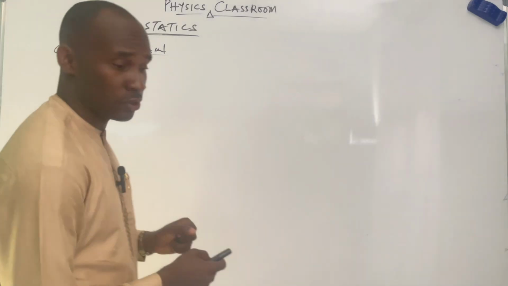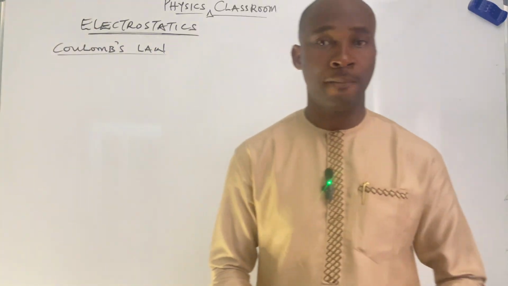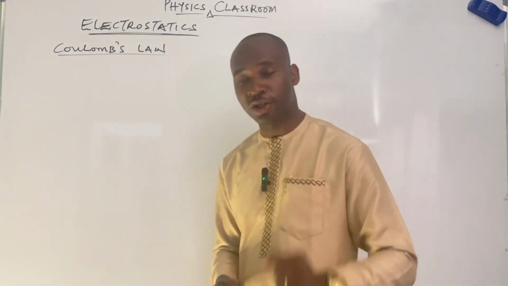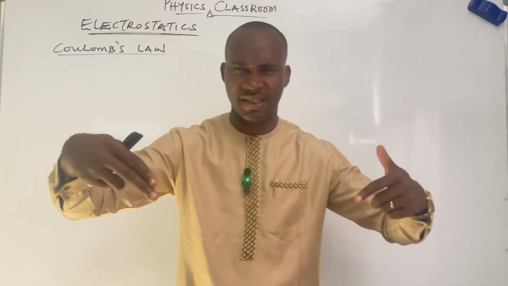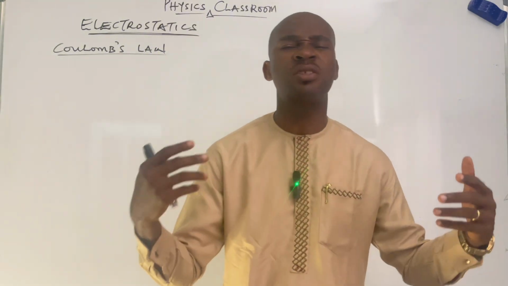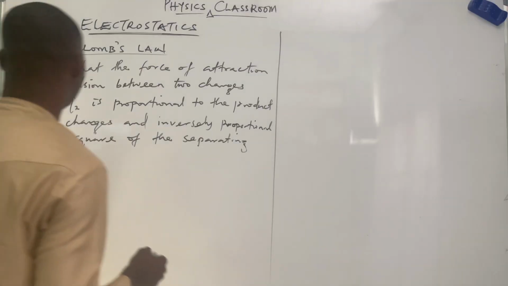Let's consider Coulomb's law. Coulomb's law states that the force of attraction or repulsion between two charges Q1 and Q2 is proportional to the product of the two charges and inversely proportional to the square of the distance separating them. Let's write it down.